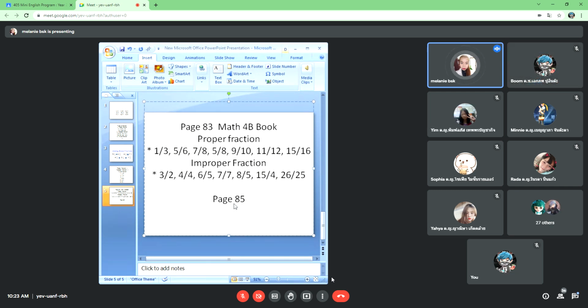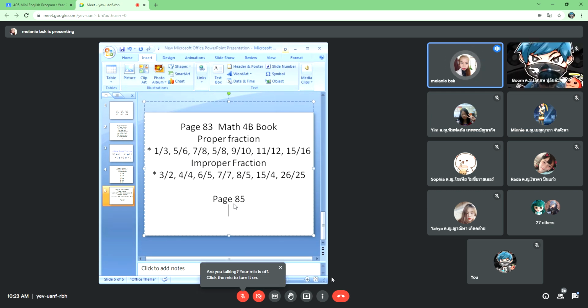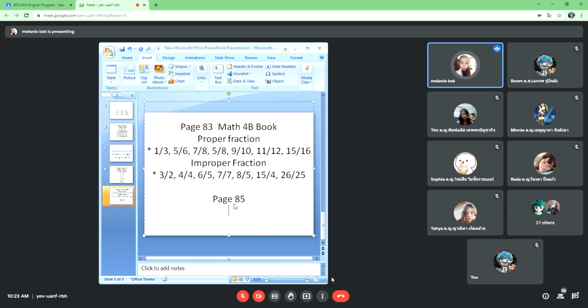Next, number 3, write the mixed fraction in addition form. You're just going to do it like the second activity. Activity number 2 is just easy, children. Can you follow? And for activity number 4, easy also. You're just going to write the proper fraction, the improper fraction, and the mixed fraction on the blank provided. Okay, you do page 85, children. If you have any problem, just tell me, okay?